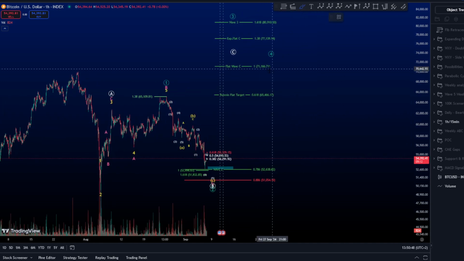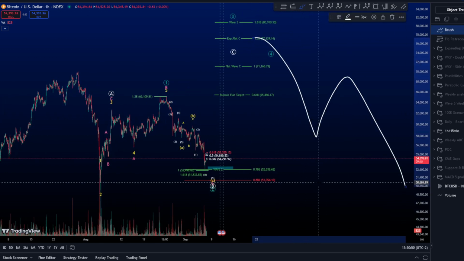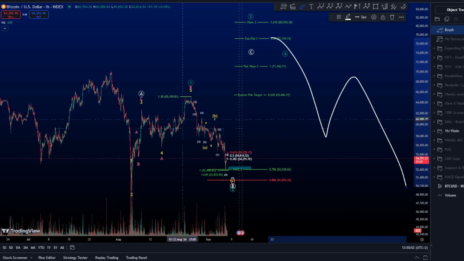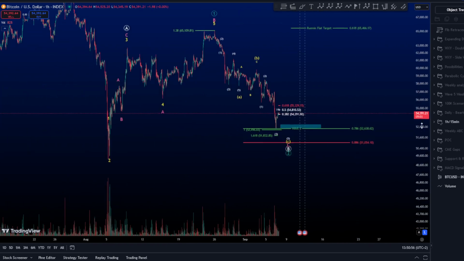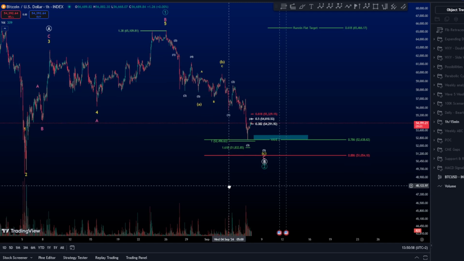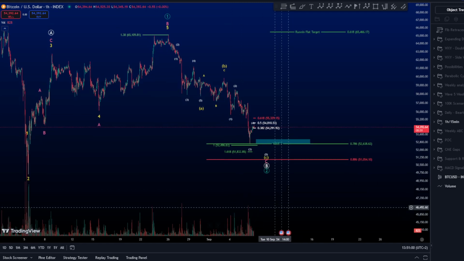After that, of course, we want to see another zigzag structure finishing the whole WXY structure as explained as well in the deep analysis in the video before. Now this was for the volume.